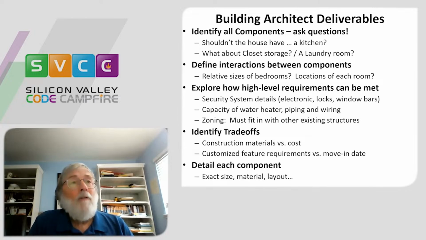There has to be capacity, things that the general contractor would get involved with: the capacity of the water heater, the piping, and the zoning. There are zoning requirements. It must fit in with existing structures in the same way that an application must fit in with the other applications running in the corporate enterprise. What are the trade-offs? Some applications require more money. Others require it has to be done by a certain date. And then each individual component has to be analyzed. What is the exact size? What is the material? Information that the implementers are going to need in order to construct that house.